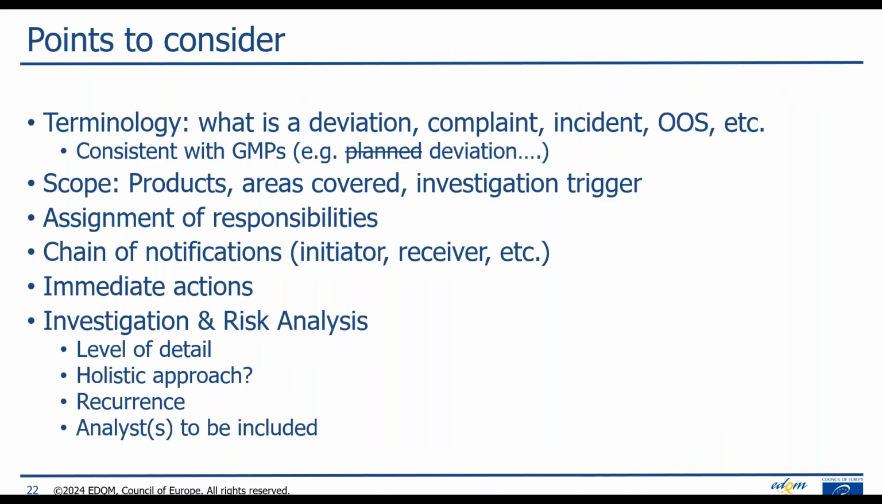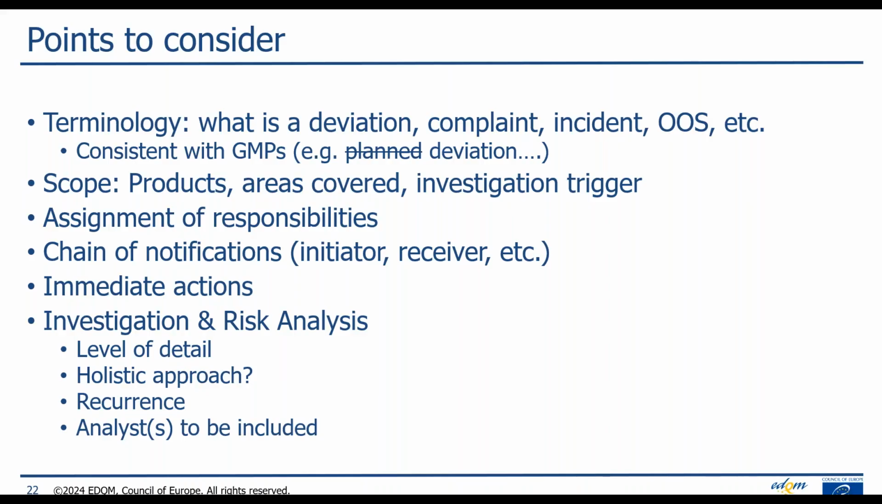So points to consider. Often we speak of terminology. I mentioned planned deviation, for instance. What is a deviation? What is a complaint? Complaint or deviation, incident. So where to draw the line? Well, firms can be very creative in terms of terminology in order to meander their way around. But in order to apply appropriate quality procedures and processes, the terminology is very important. Okay. The scope, products, areas covered, triggers for investigation.